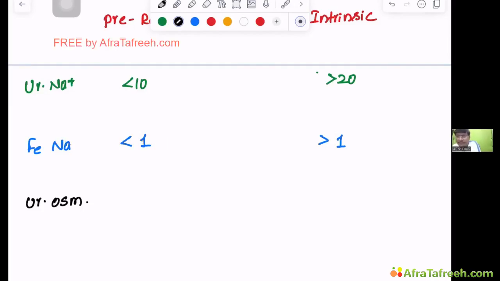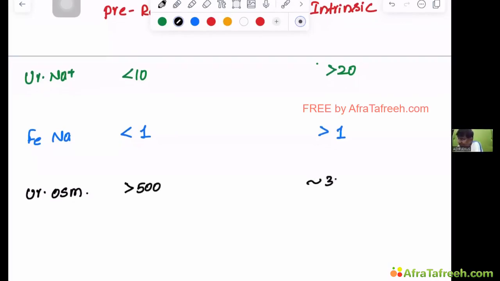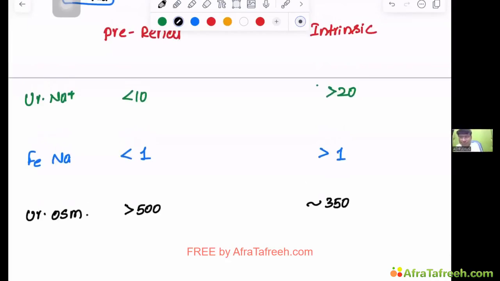Intrinsic renal, okay. None of you have said a correct answer. The urine osmolality is more in pre-renal than the intrinsic renal. I'll tell you why. Now, in pre-renal, what is happening to renal perfusion?